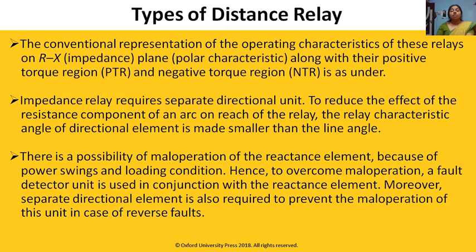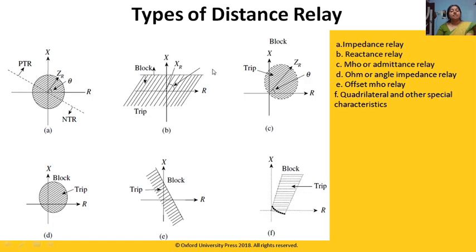Now in the next lecture we will see the effect of this arc resistance on the different types of relay, because the relay will mal-operate under different conditions because of underreach and overreach. That we'll see. Now we'll see these different types of relay.